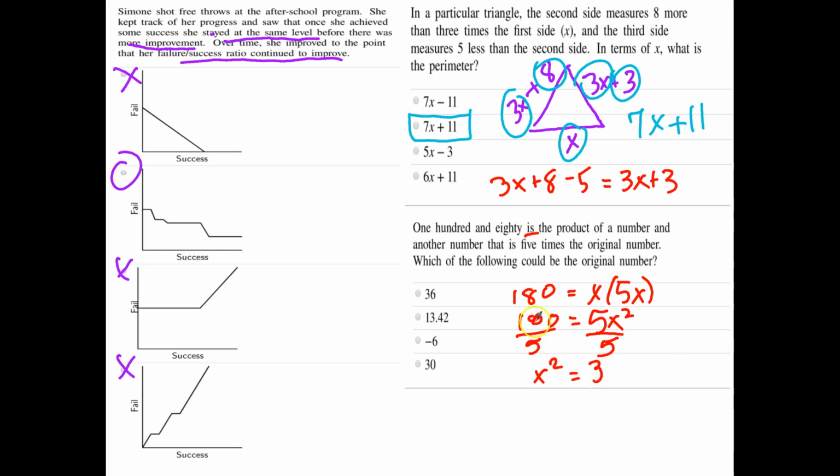That's 15. Subtract that from 18, you get 3, bring down the 0 to make 30. And then 5 goes into 36 times. X squared equals 36. And now we take the square root. X is equal to 6. Which of the following could be the original number? So x is 6. Therefore, the other number is 5 times 6, which gives you 30.